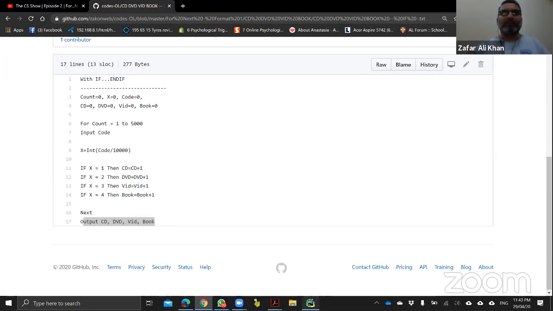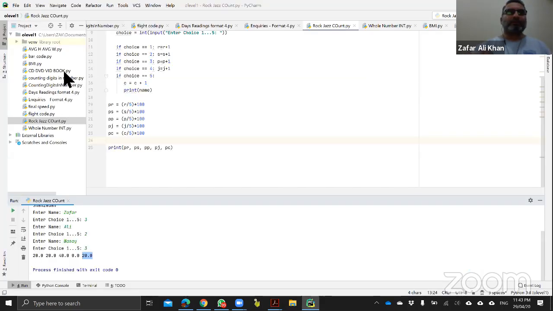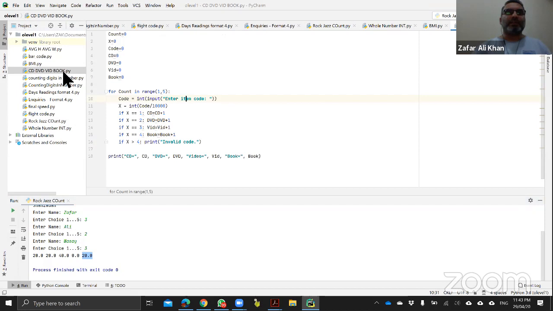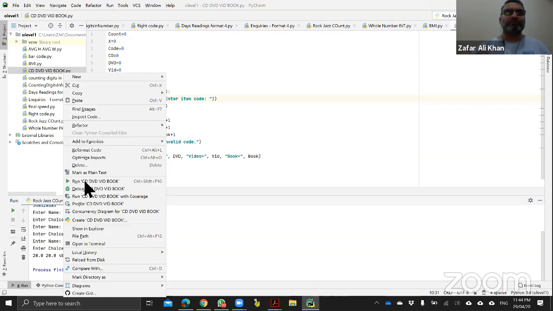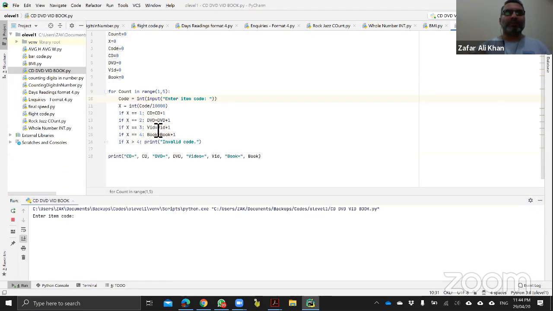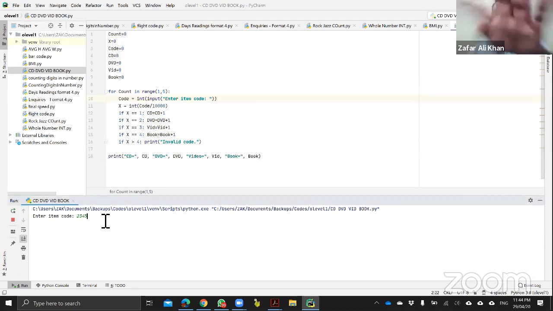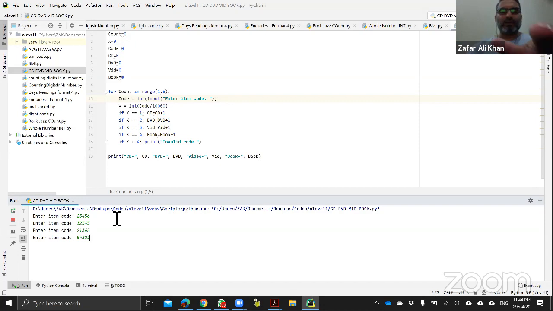So let's run this code and see how it works. This code is being executed. Over here, I'm entering 2, 3, 4, 5, 6, 5 digits. This would go on for 5 times. And then 1, 2, 3, 4, 5. And then 2, 1, 3, 4, 5. And then 1, 2, 3, 4, 5, 5, 4, 3, 2, 1. All right.